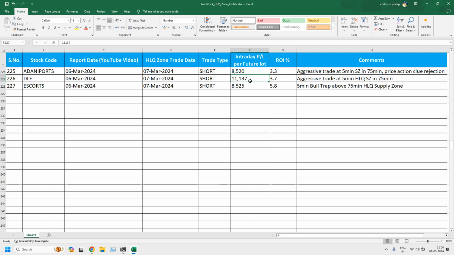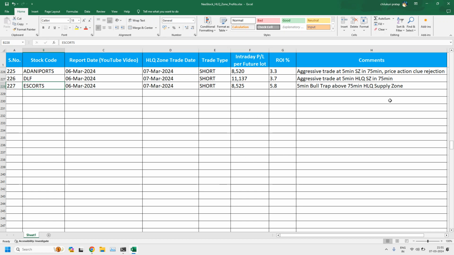Excellent. You would have got 2 trades today. One is a DLF trade. It finished in the first 16 minutes of your trading session. But next, you would have taken this ADANIPORTS trade at around 1 o'clock. Maybe in between you would have got this ESCORTS also. Let us look into the next one, ESCORTS.